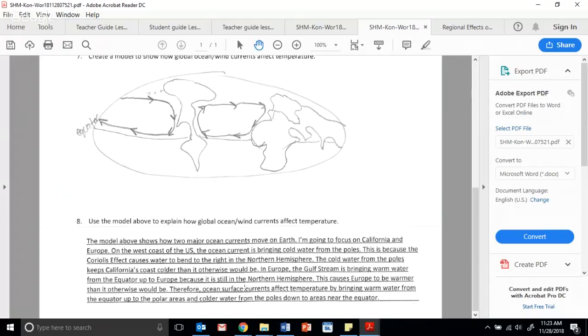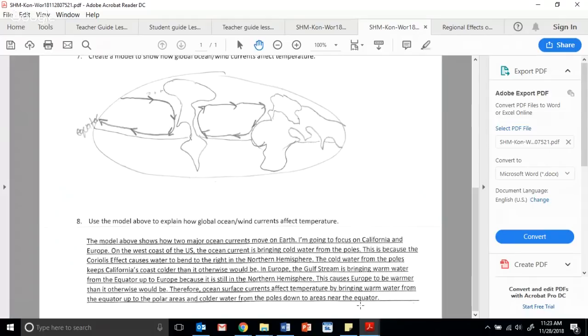So therefore, ocean surface currents affect temperature by bringing warm water from the equator up to polar areas and colder water from the poles down to areas near the equator. And this is going to keep it more mild. This is what we talked about on Monday. So if you did the atmospheric circulation things, it would be very similar. The how would be very similar.